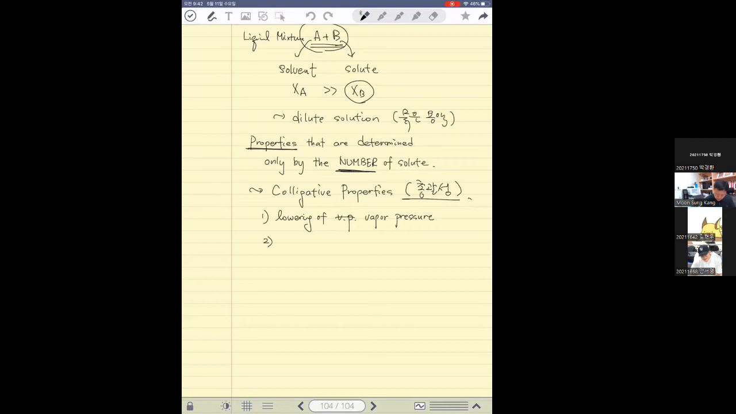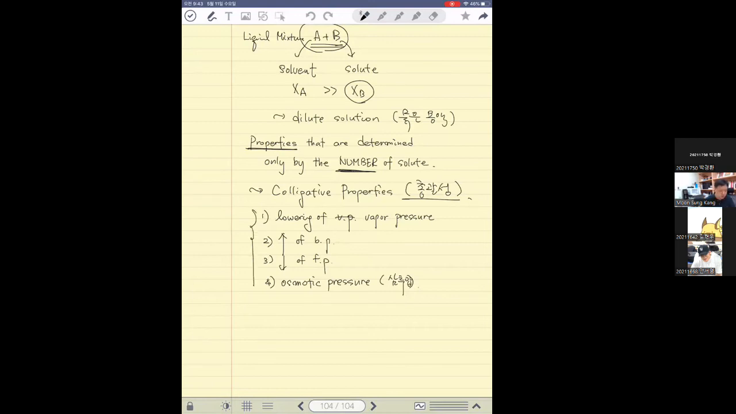I'm going to talk about the elevation of boiling point. I'm going to compare the boiling point of a pure substance and the boiling point of the pure substance added with a small amount of B. Depending on the moles of B you added to A, the boiling point is going to increase. It's not determined by what type of B you added, but by how many B you added into A, right? That's colligative properties. I'm going to talk about the lowering of freezing point. And finally, I'm going to talk about osmotic pressure.